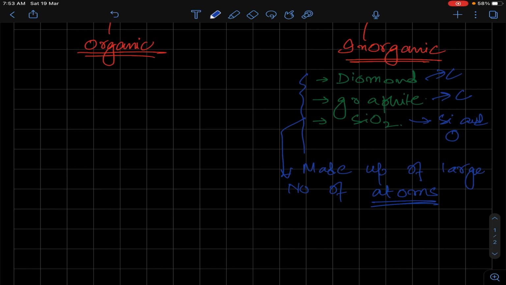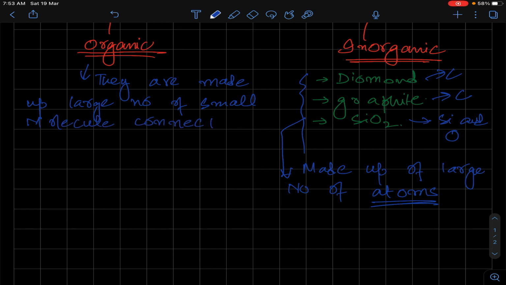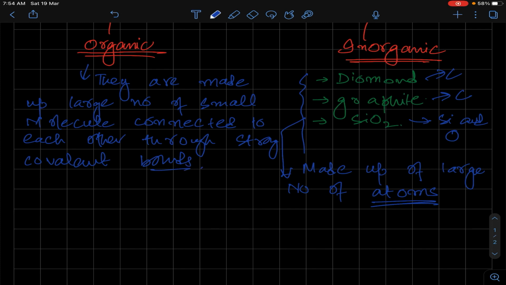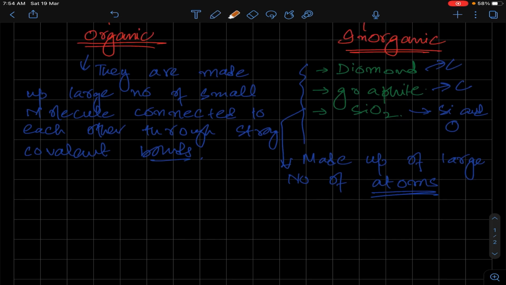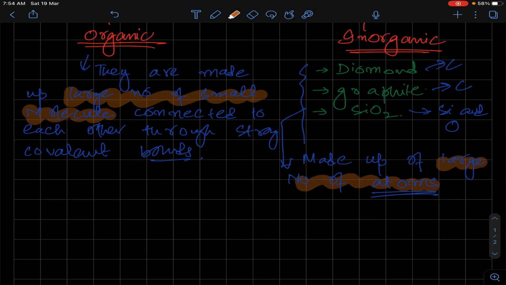And when we define organic macromolecules, the major difference between organic and inorganic macromolecules is this: organic macromolecules are made up of a large number of small molecules connected to each other through strong covalent bonds. So the major difference is that organic macromolecules are made up of a large number of small molecules, and inorganic macromolecules are made up of a large number of atoms, right?